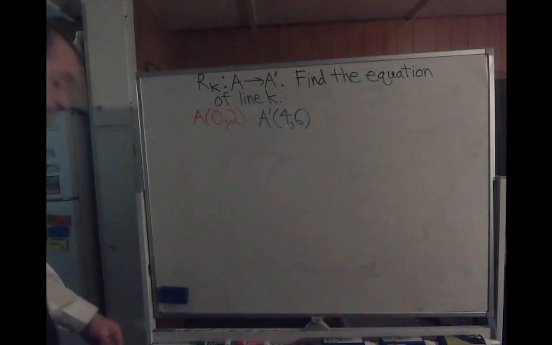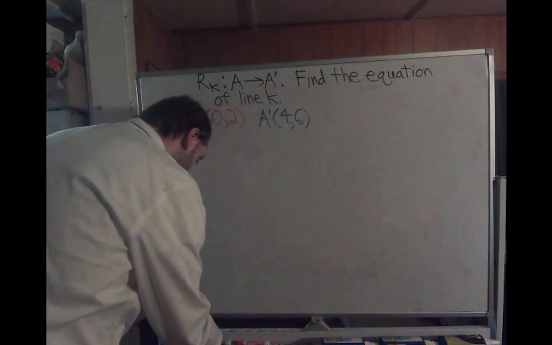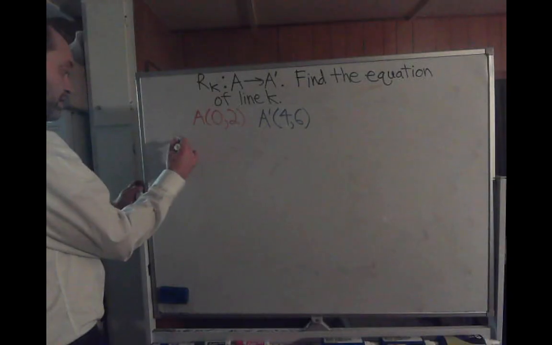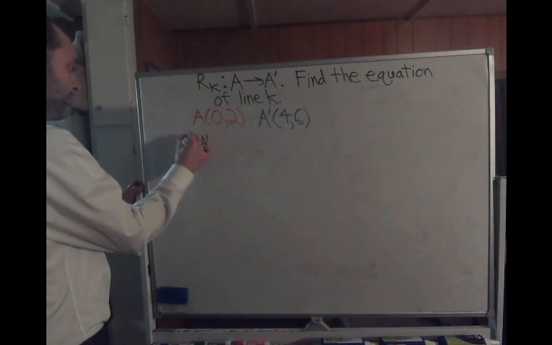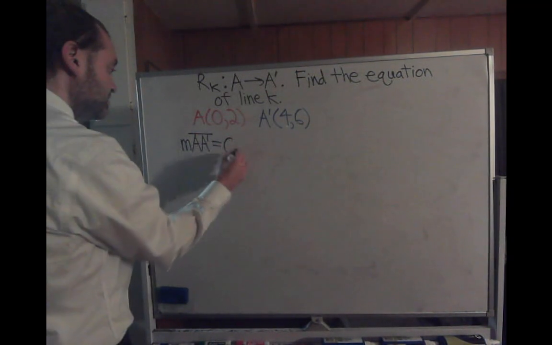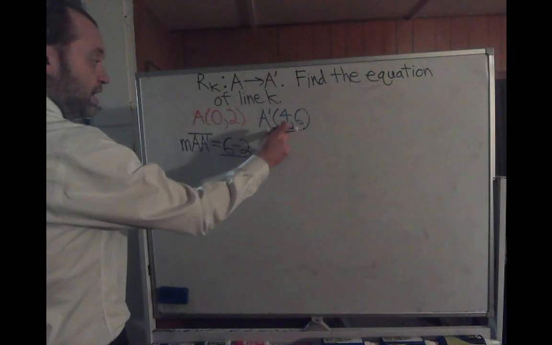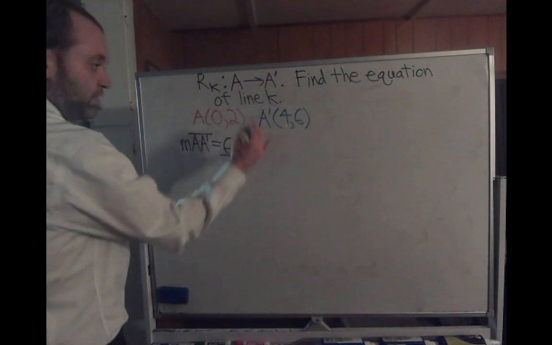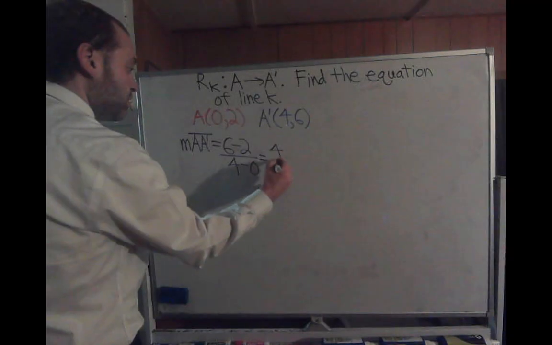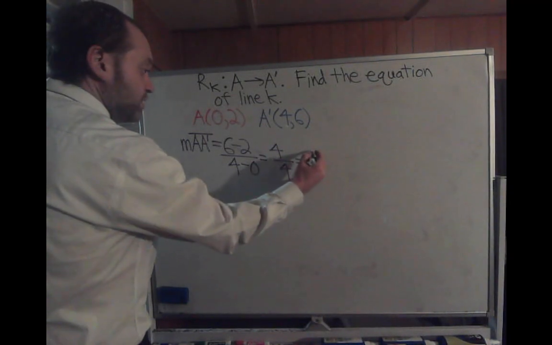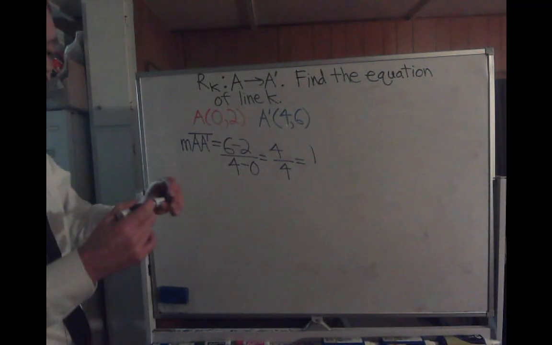So first thing, of course, find the slope of the segment that joins them. So to find the slope of line segment AA prime, take your y2 of 6 minus your y1 of 2 over your x2 of 4 minus your x1 of 0. Well, this would just give you 4 over 4, which would give you a slope of 1. So the slope of the line segment that joins AA prime is 1.